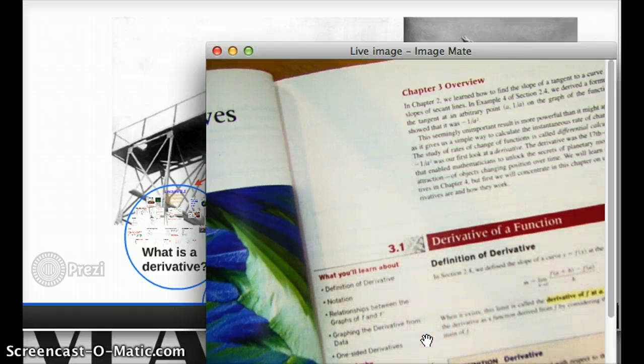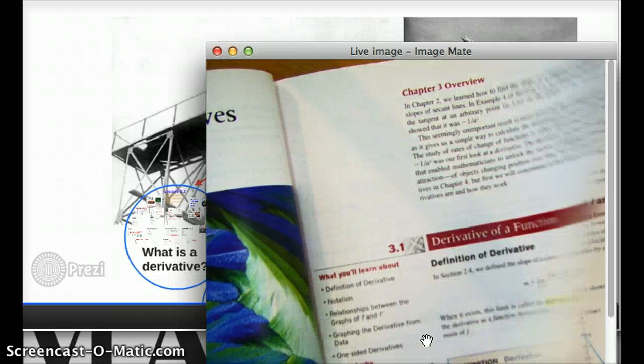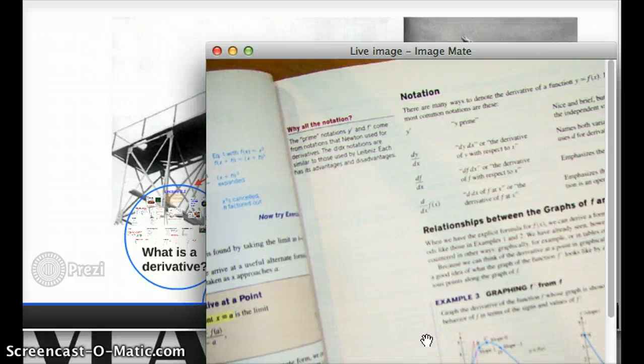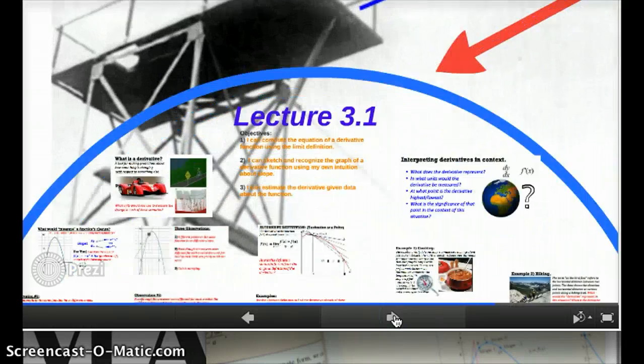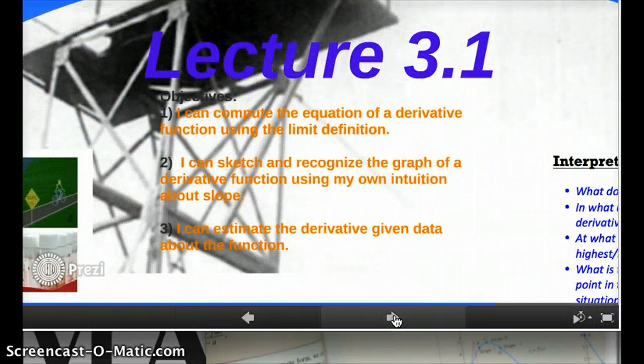Now that you have your text, if you take a look, you'll notice that we've been through the first 2 pages. We've talked about how to define the derivative, and we did that using a limit definition, and we've talked about sketching the graph of the derivative function. The last thing is to talk about how we use a derivative when it comes to real-world data.